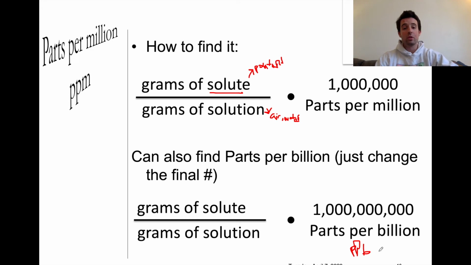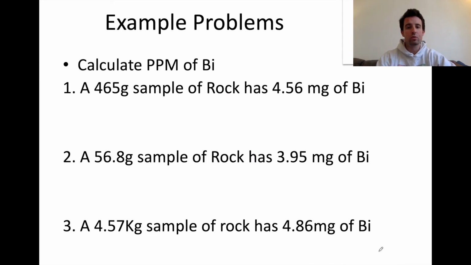Great. Here are 3 sample problems. We'll go ahead and do the first one together. The first one says, a 465 gram sample of rock has 4.56 milligrams of bismuth in it. And we're looking to calculate the parts per million of bismuth.